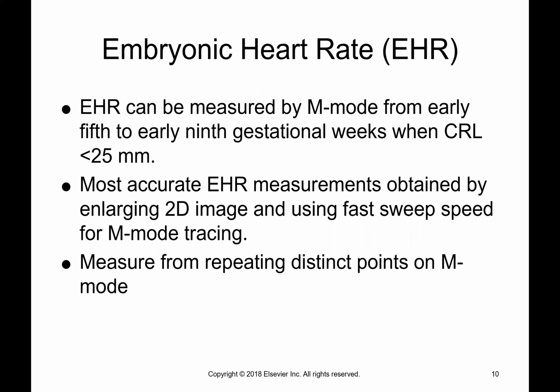Next up is the embryonic heart rate, and it can be measured by M-mode from early 5th to early 9th gestational weeks when the crown rump length is less than 25 millimeters. Now, like I've said before, I don't like you guys to put pulse wave on the first trimester scans because pulse wave is a higher intensity of sound waves. The heart is so small. So by general rule and following ALARA, we should only do M-mode for heart rates.